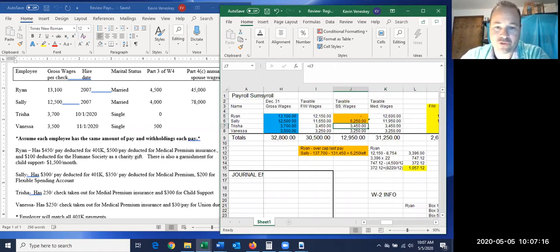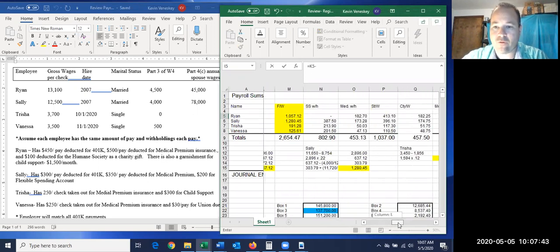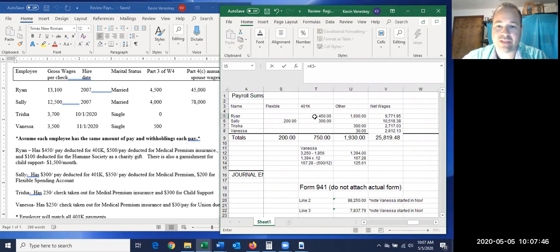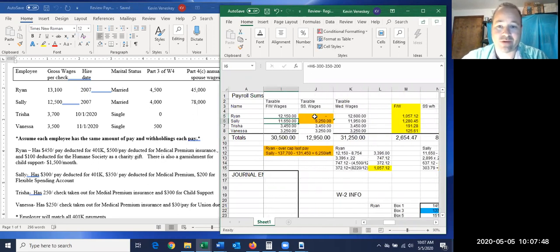For the last 2 employees, Trisha and Vanessa, their Social Security is going to equal their Medicare. Now, for federal taxable wages, take my gross. And actually what you could do to make it even easier, take this and then subtract out any 401k options, because they also get to deduct that. That's really all you got to do.